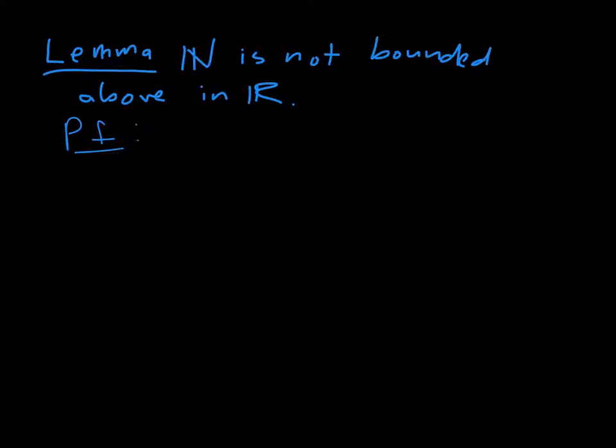We will prove this lemma by contradiction. That is, we'll assume the opposite of what the lemma states, and then we'll see that something bad happens. So let's suppose N has an upper bound.